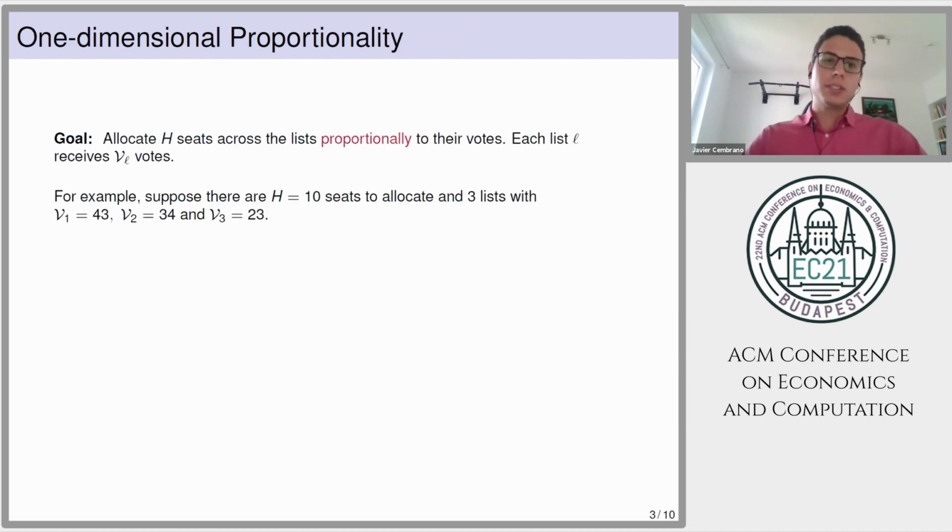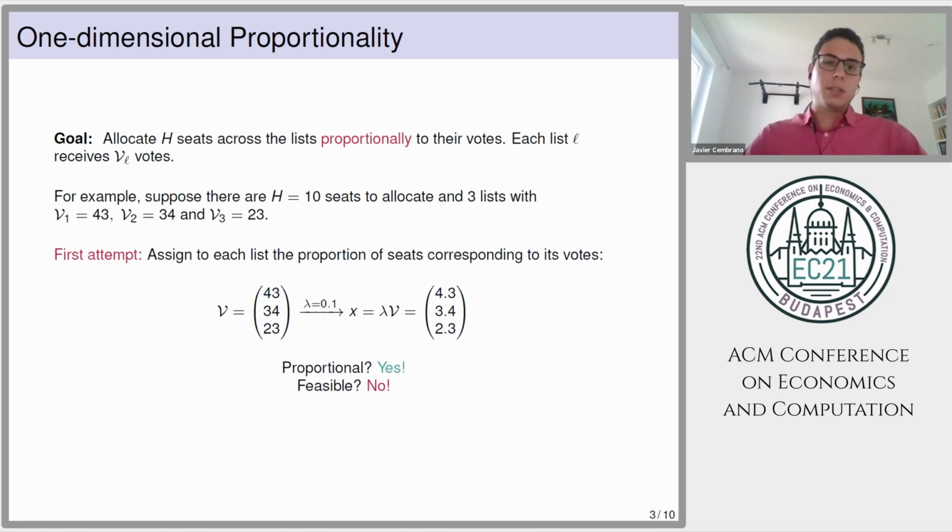So I would like to first think in one dimension. Let's suppose that we want to allocate H seats of a House of Representatives across some lists proportionally to their votes. And let's denote the votes obtained by each list L as B sub L. So for example, we could think that there are 10 seats to allocate and 3 lists with votes 43, 34, and 23. So what should be the apportionment in this case?